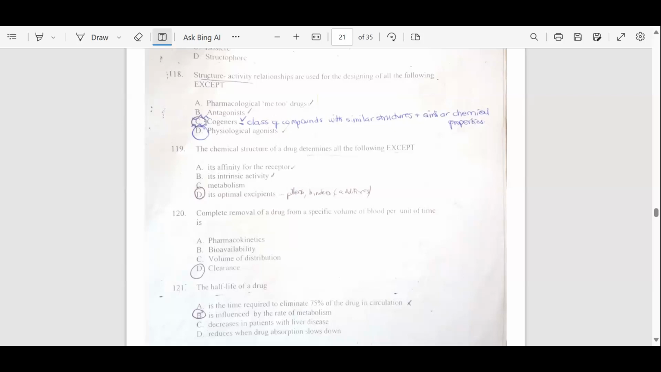Based on the definition that Seraphine has given, physiological agonists will act on different receptors. One will act on the histamine receptor, another one on the adrenergic receptor. So that is in no way based on the structure. So we are saying the answer there is D. Yeah, I also agree with D.